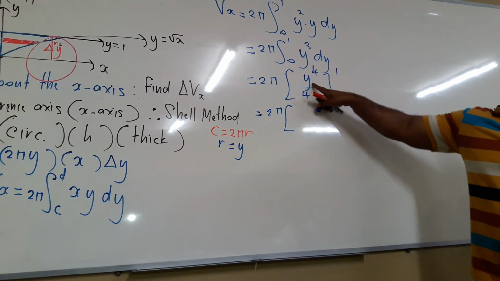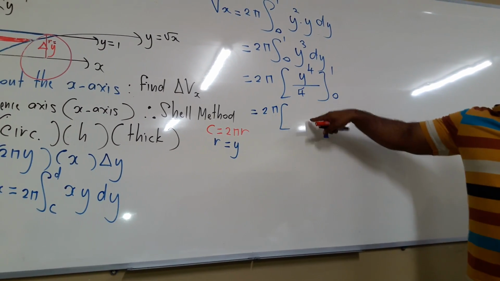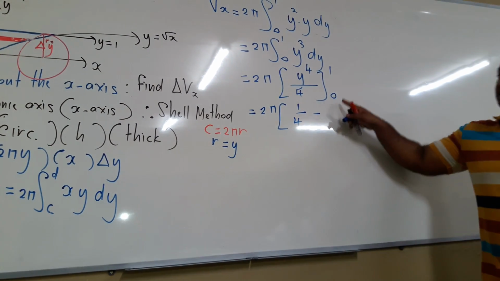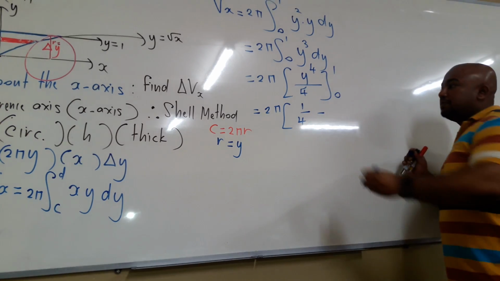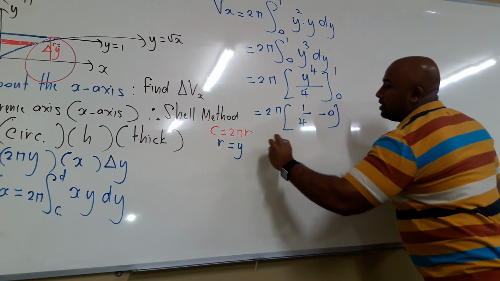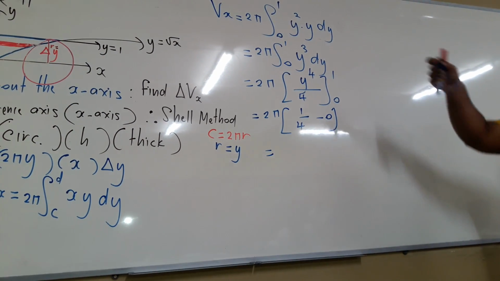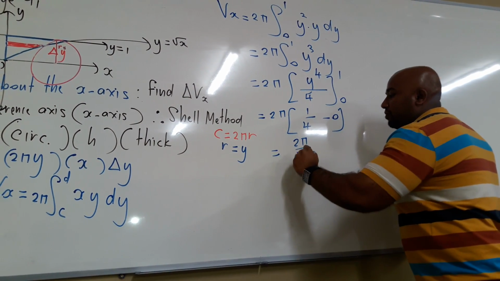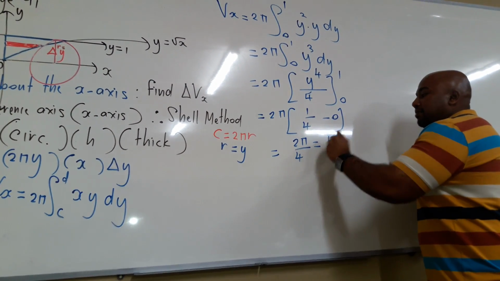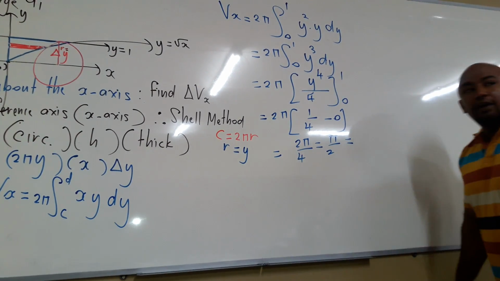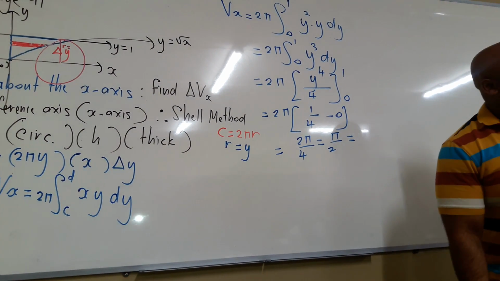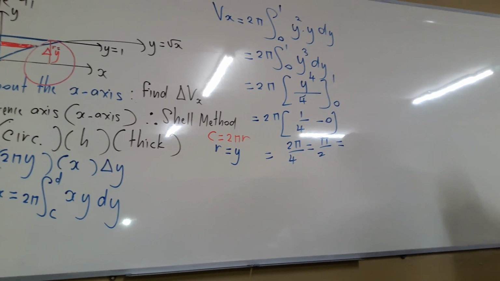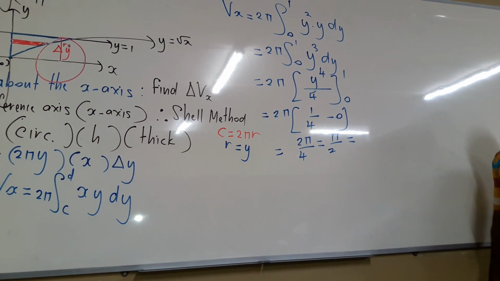So if I substitute 1 there, 1 to the power 4 is 1 over 4, so that will just be 1 over 4 minus, if I substitute a 0, that will just be 0. So therefore I have 2 pi times 1 over 4, which is going to be 2 pi over 4, which is the same as pi over 2. And now we can take out our calculator and round off to 3 decimal places. What do we get?